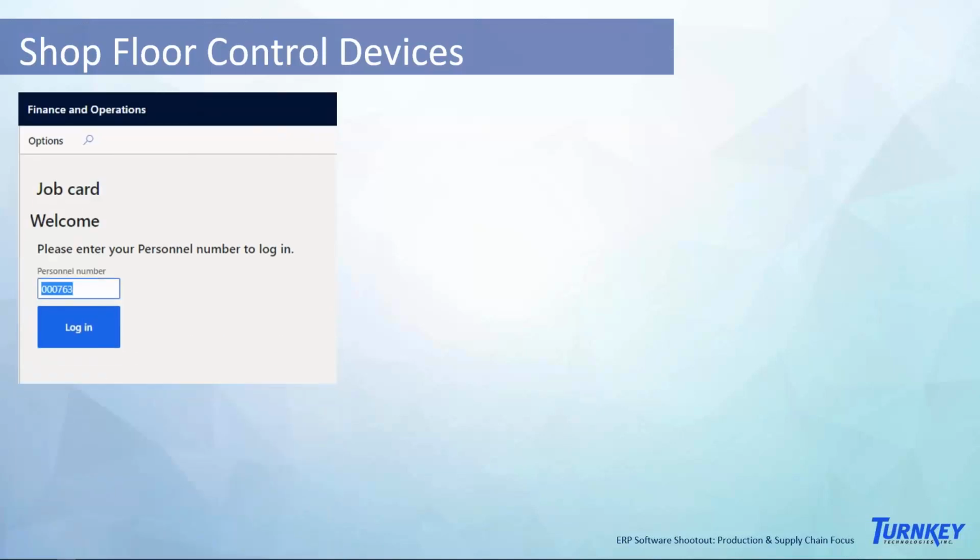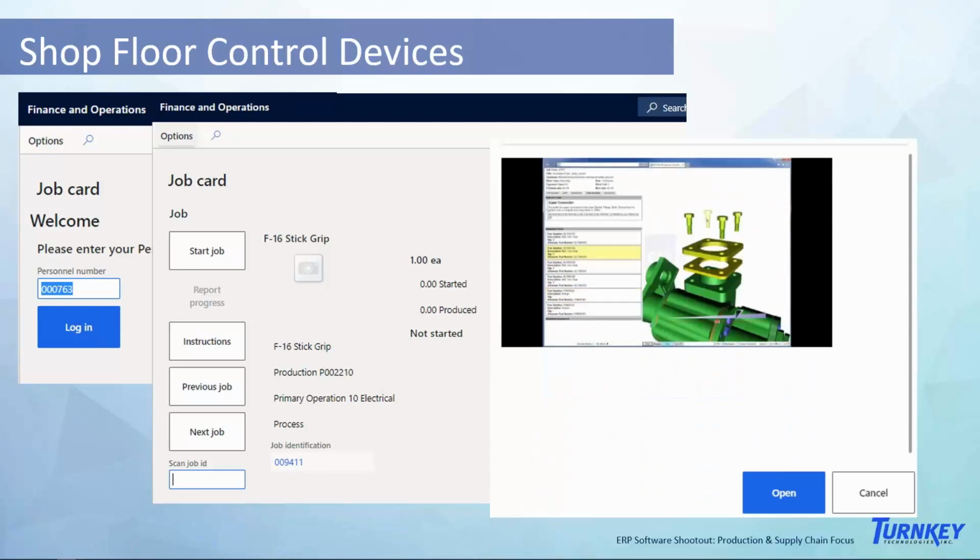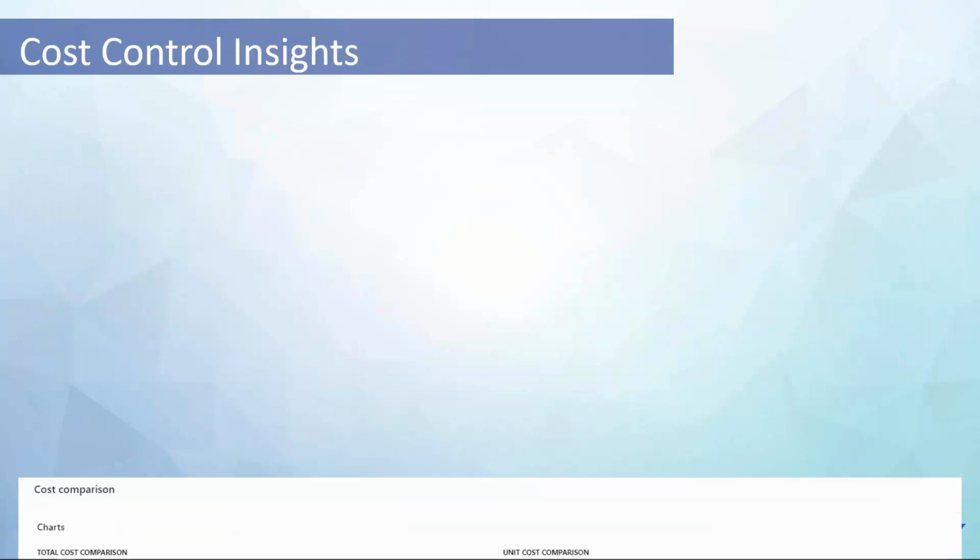And finally, shop floor control devices. So I'm on the floor. I really don't want to work with paper anymore. So I'm scanning my badge. That badge allows me to see all the work that is assigned to me. I can print out instructions from that touch screen, and I can perform a production order.